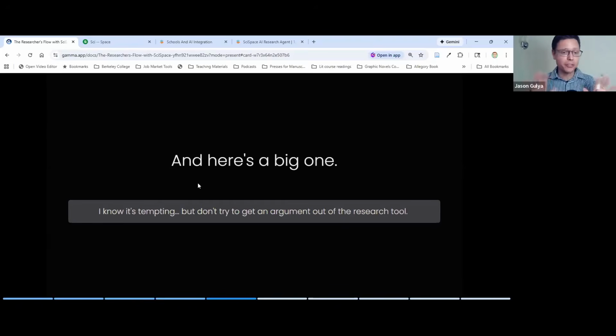Now, I have some worries about that, right? So, I personally think we should be designing our research process in a way that has us in the center, right? And as soon as you do this, you're no longer at the center, right? The AI is doing the heavy lifting.